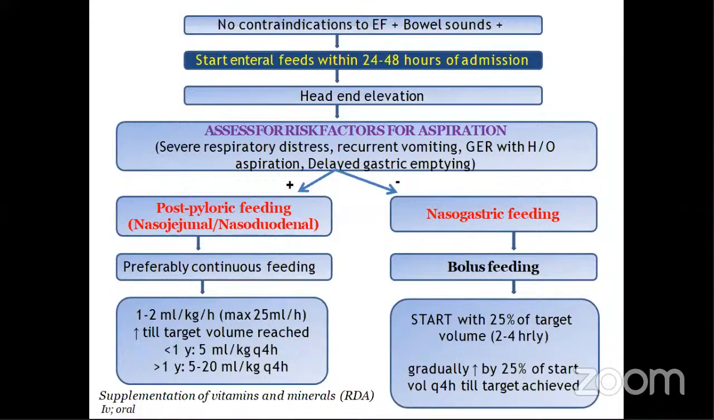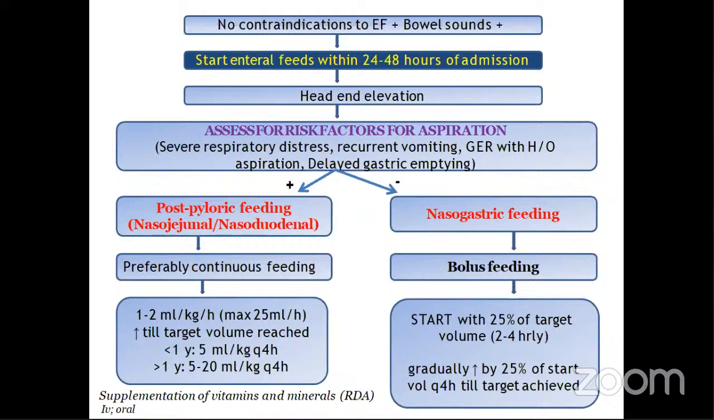You have to assess your patient for the risk factors for aspiration, like whether the patient is having severe respiratory distress or recurrent vomiting, or has gastroesophageal reflux with history of aspiration, or is having delayed gastric emptying due to his pathology. If these risk factors are present, we will not go ahead with nasogastric feeding. It is the post-pyloric feeding that we'll have to resort to. But if these risk factors are not present, we can very well go ahead with nasogastric feeding.